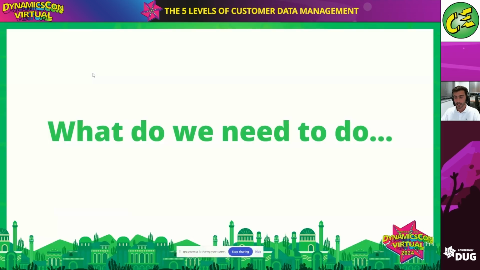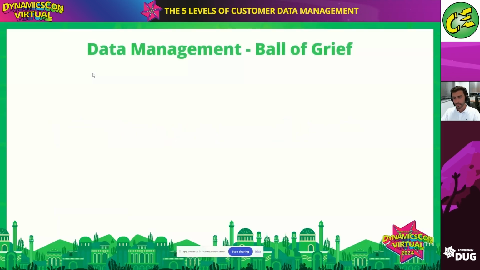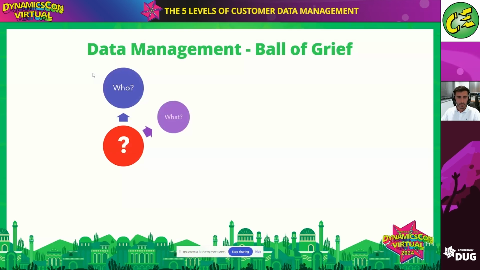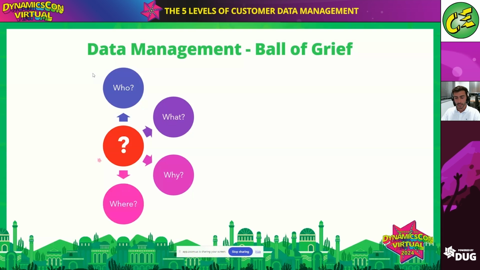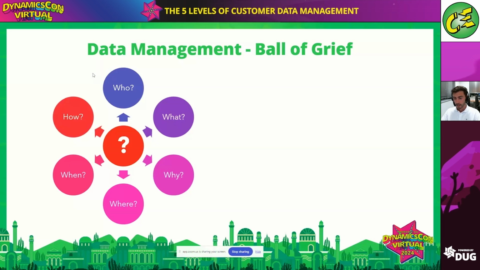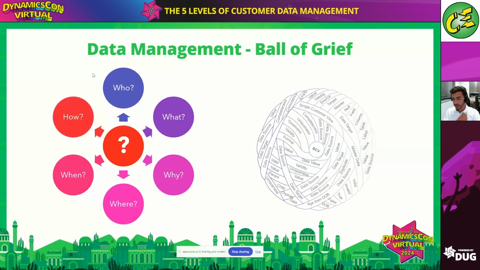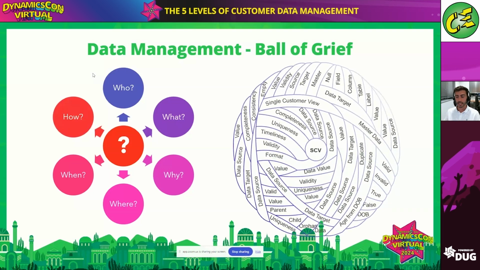So, enough doom and gloom. What are we going to do about it? Or what do we need to do? Well, it's a bit of a data management ball of grief. It's a complex task. It's a risky task, but I'm hoping we can try and break this down for you. You've probably heard of the 5 W's and the how, so let's try and break this down into a more manageable concept or journey. And we have this thing called the data management ball of grief. Again, it sounds a little bit doom and gloom still, but we're going to break this down.